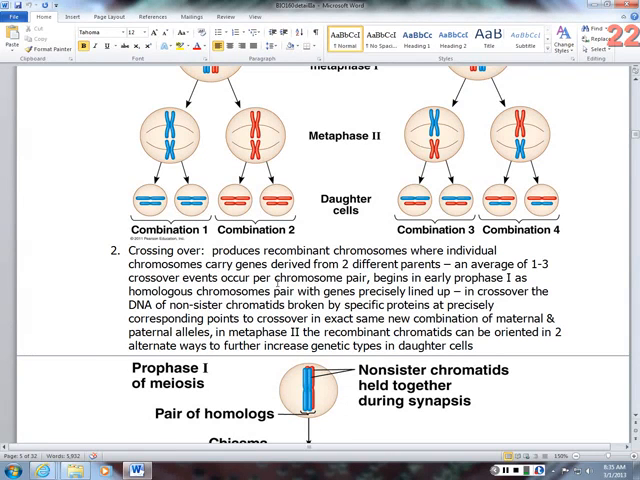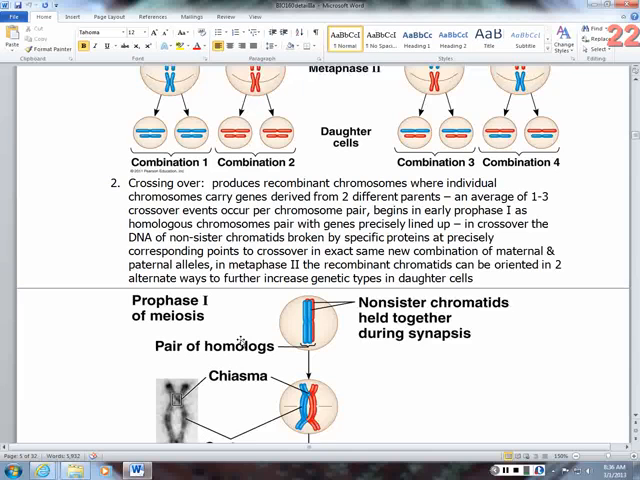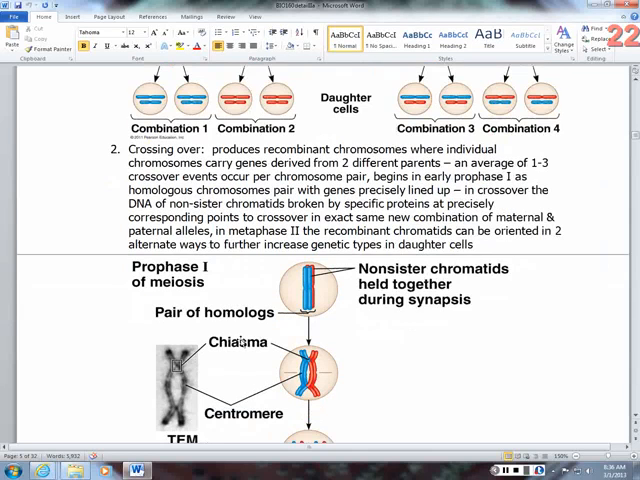So where it's going to break in one is the exact point it will break in another, so that you don't try and fit a piece that doesn't fit. It makes 2 exact cuts on both sides so that you can swap the pieces. And so that's going to help create a lot more genetic variation.